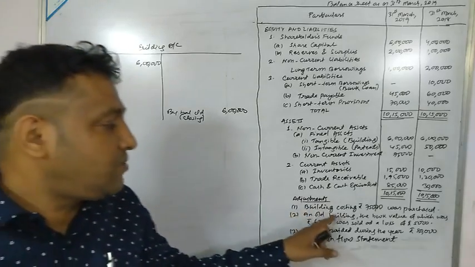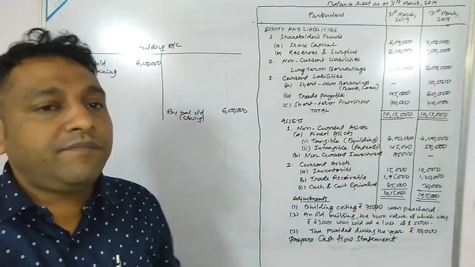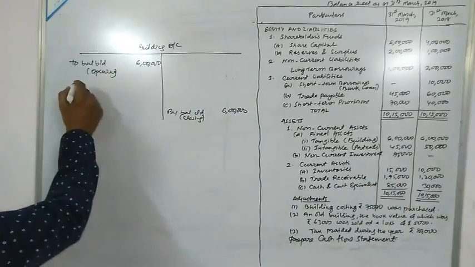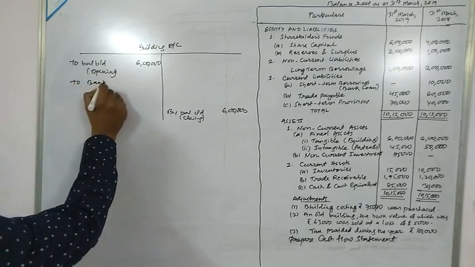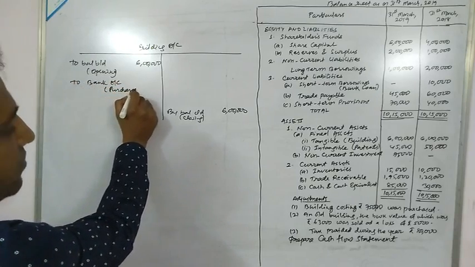Now you see in the adjustment, building costing 75,000 rupees was purchased. We purchased it, so what will the entry be? Building account debited to bank. So here we have to write to bank account, within bracket purchases. How much did we pay for the building?